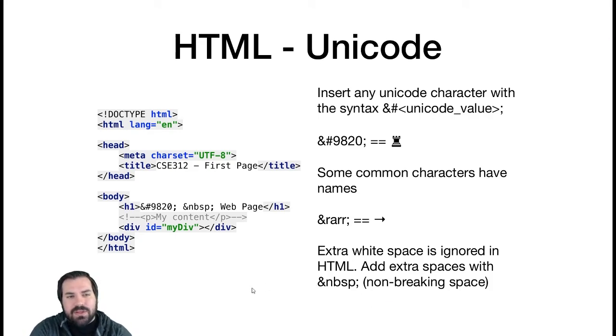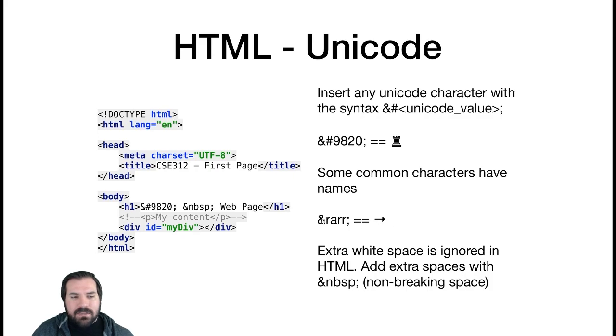And you can add any UTF-8 characters in your HTML by using its Unicode value. So here, I'm saying ampersand, that's saying I'm giving you a Unicode value. Give it the Unicode value, followed by a semicolon, and then this is going to render on the HTML page as its Unicode character. So here I have this rook. I want to put a rook character in my HTML. I can escape it like this. So that's the Unicode way to add any Unicode character into your HTML document.